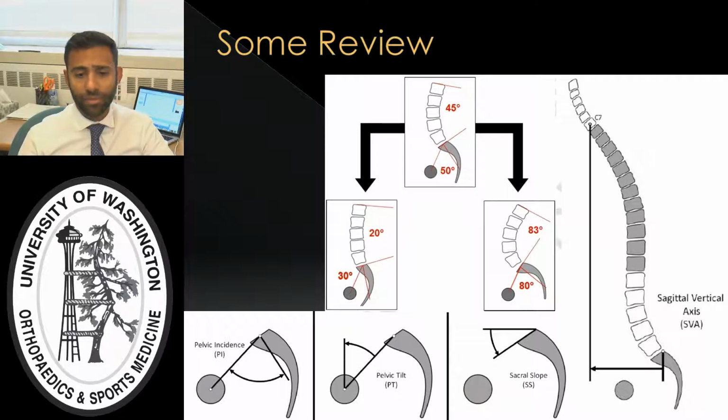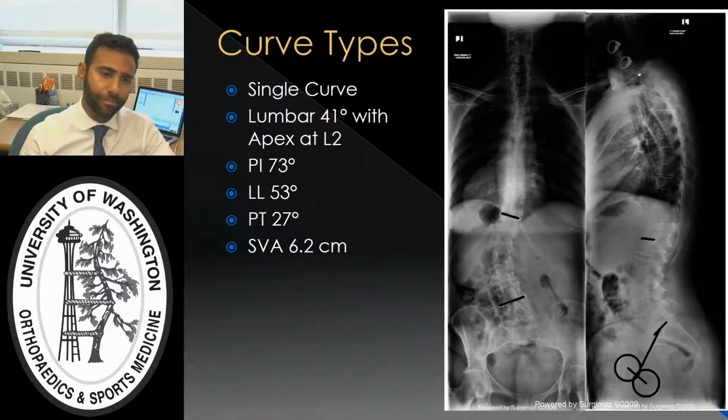And lastly, we look at sacral slope, which is less commonly used in the decision-making process, but is helpful as a radiographic parameter. Curve types: we really try to break these deformities up into different curve types. Most commonly, a lumbar curve is a single curve that's seen in the degenerative population, degenerative spine population.